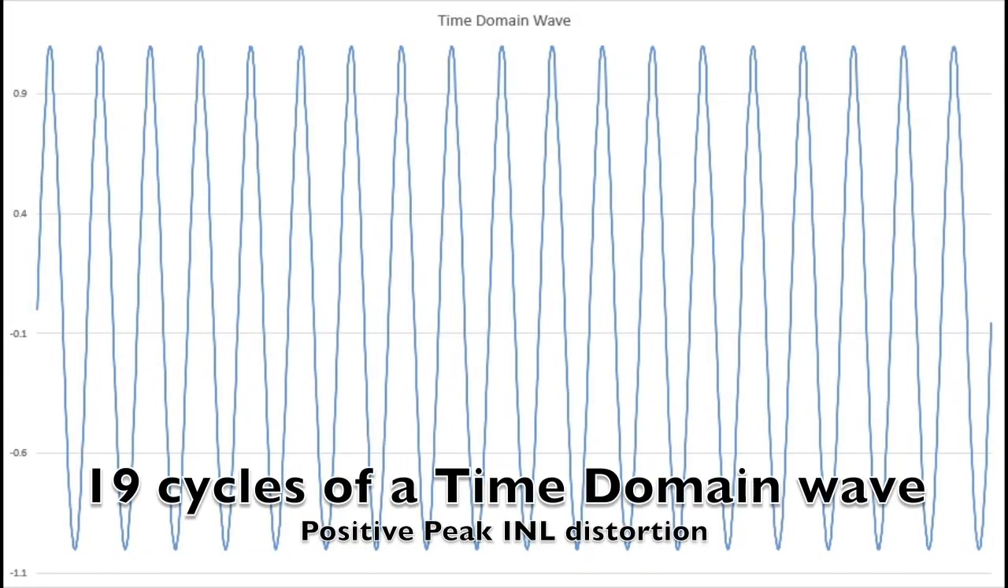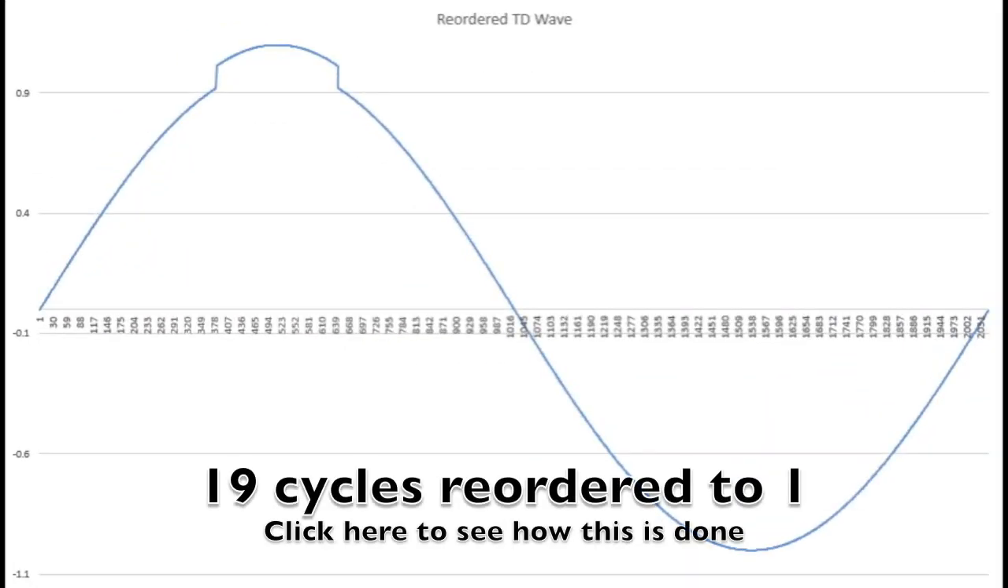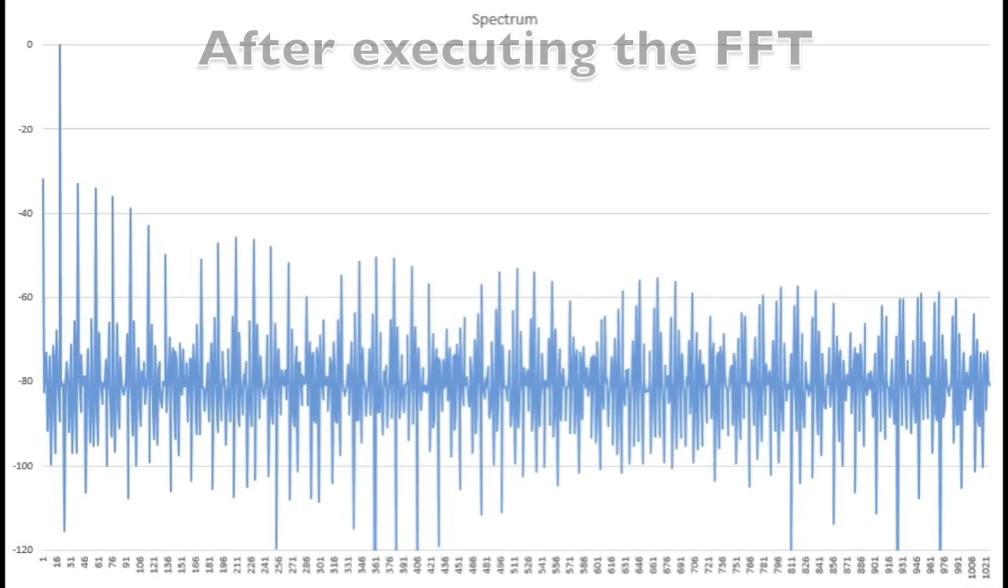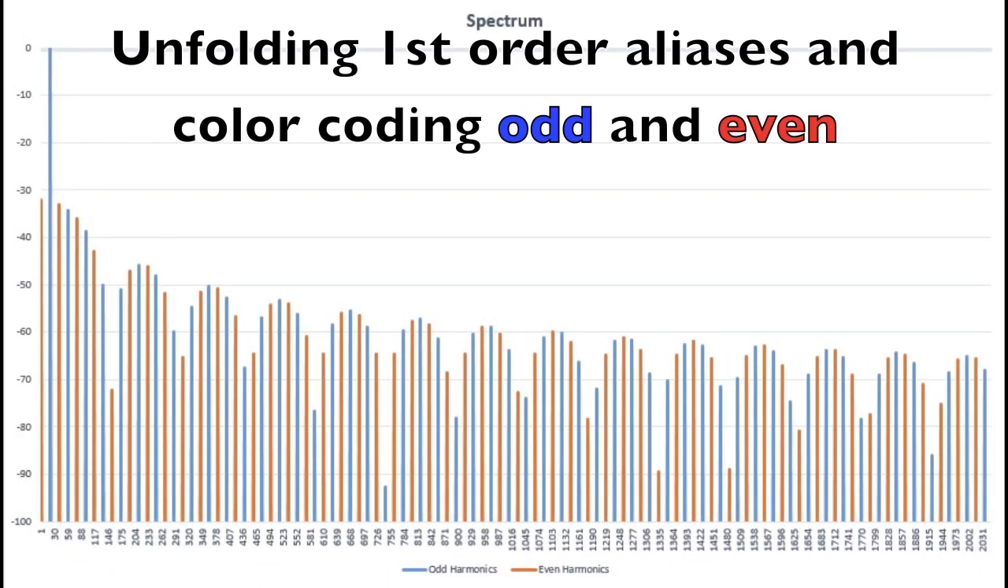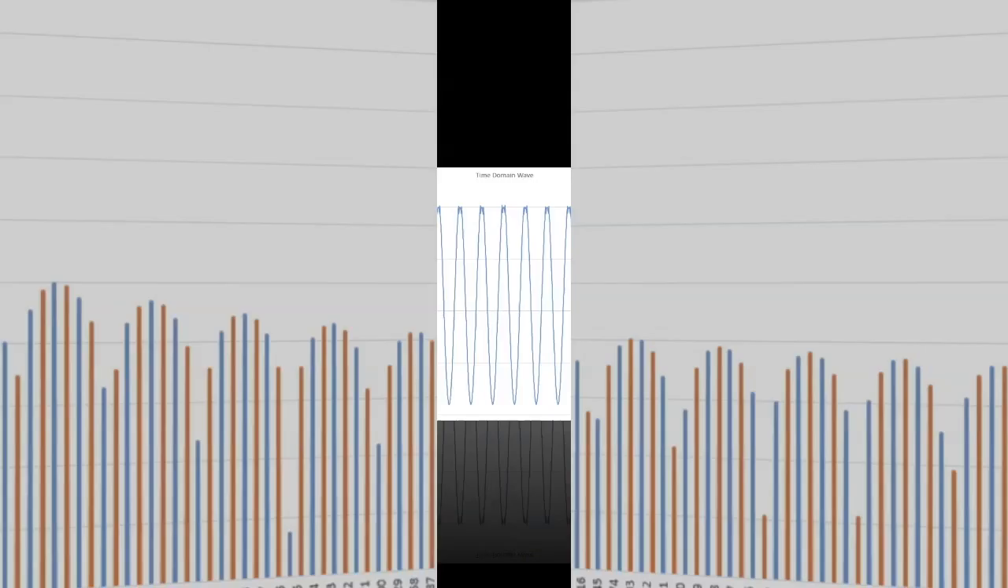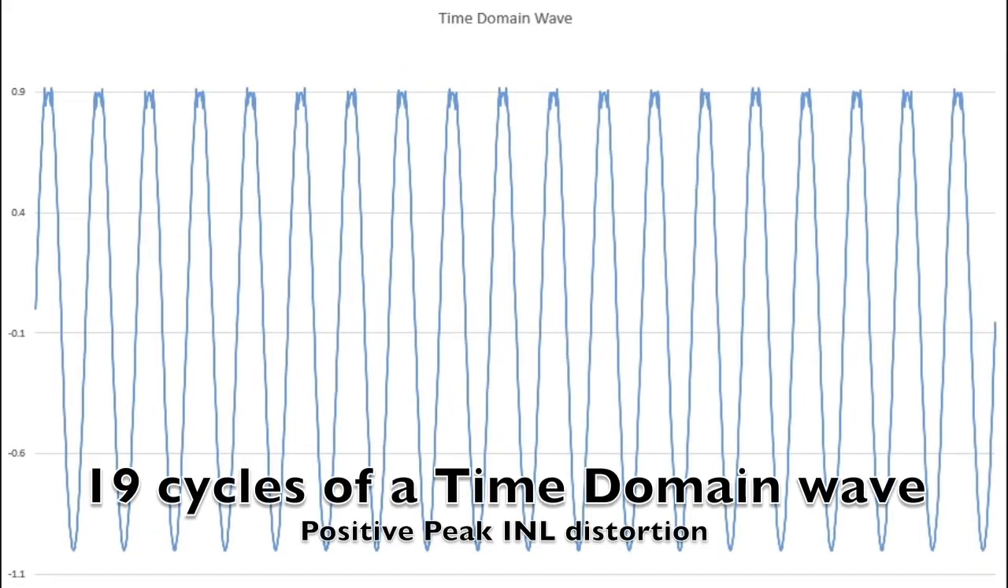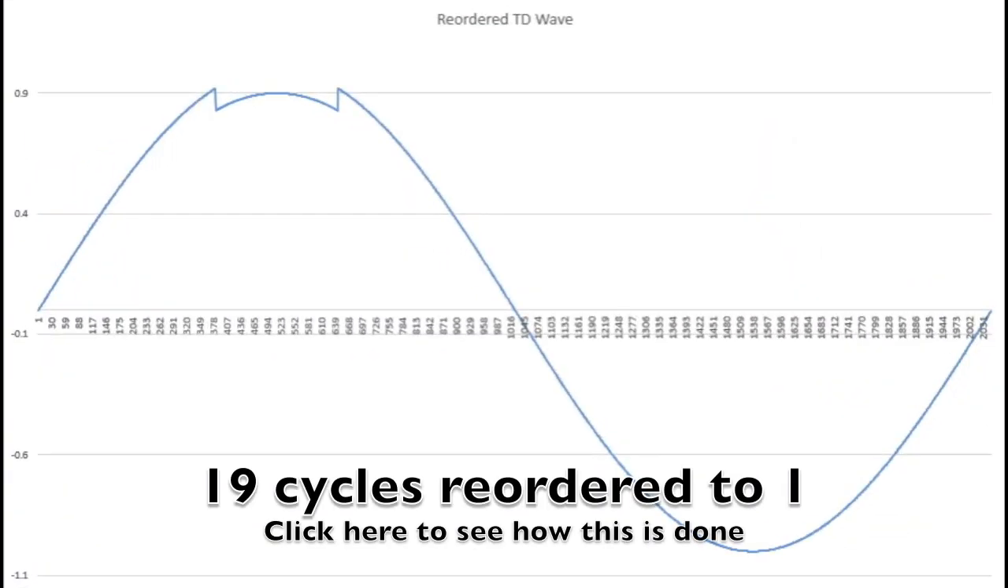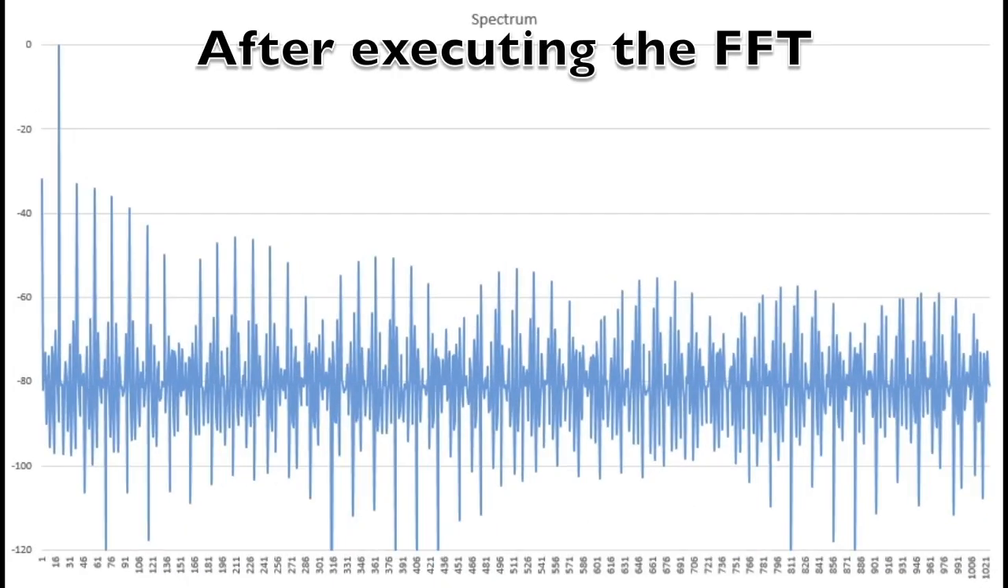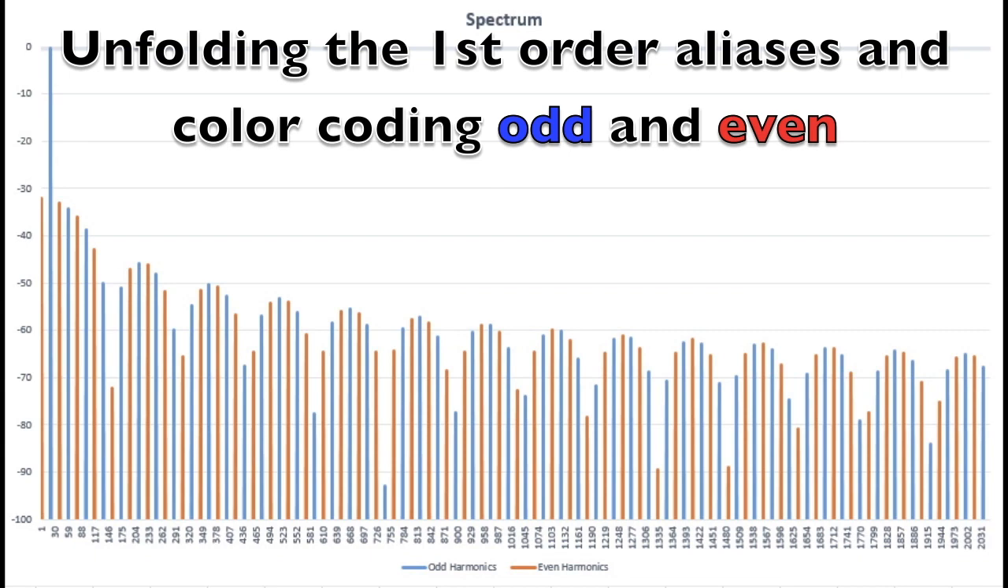So here's one of my waveforms that I distorted, 19 cycles, and then here it is reduced to a single cycle. I do the FFT on it, and the FFT looks pretty ugly. And then I go in and unfold the first order aliases, and I color code the odd and even harmonics red and blue, as you know. I distort another waveform in a similar way. I reduce it down to a single cycle, and then I do an FFT on it. Then I unfold the first order aliases and color code it.